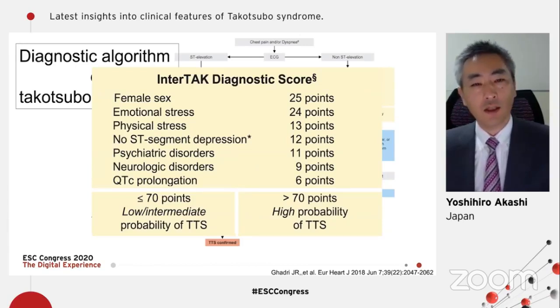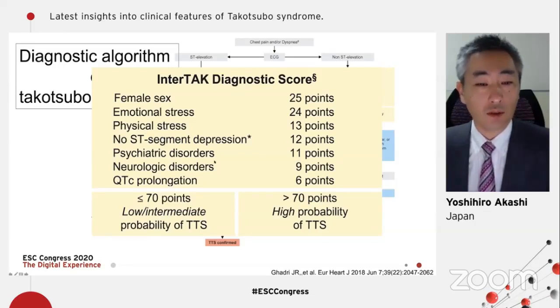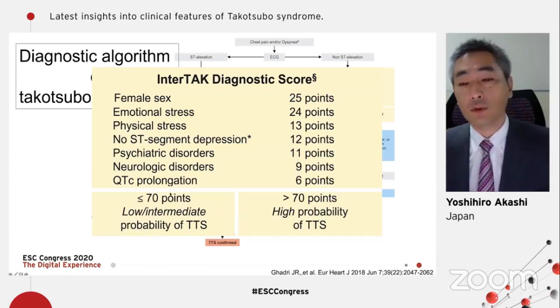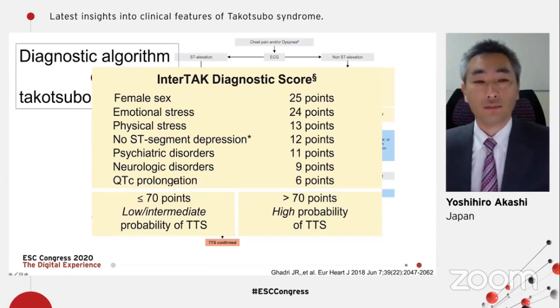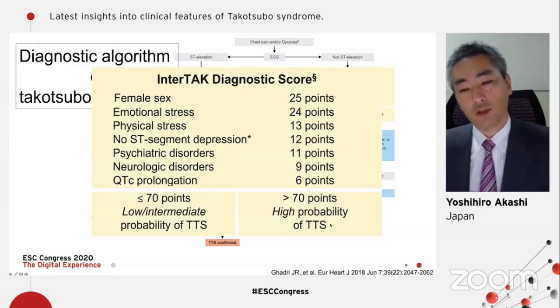This score includes female sex, emotional stress, physical stress, psychiatric disorder, and QT prolongation. In this diagnosis score, above 70 points indicates high probability of Takotsubo syndrome.